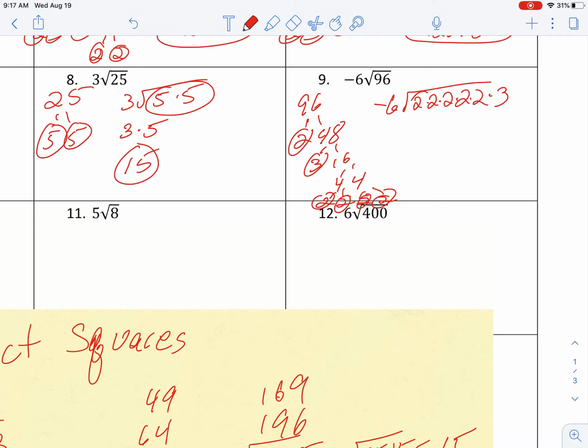and a 3. Pairs make perfect squares. I have 2 pairs. For every pair, 1 number comes out because it's perfect. Square root of 2 times 2 is 4. Square root of 4 is 2. Square root of 4 is 2. And 2 and 3 were loners. They're left over. So let's see what we got. Negative 24 square root of 6.